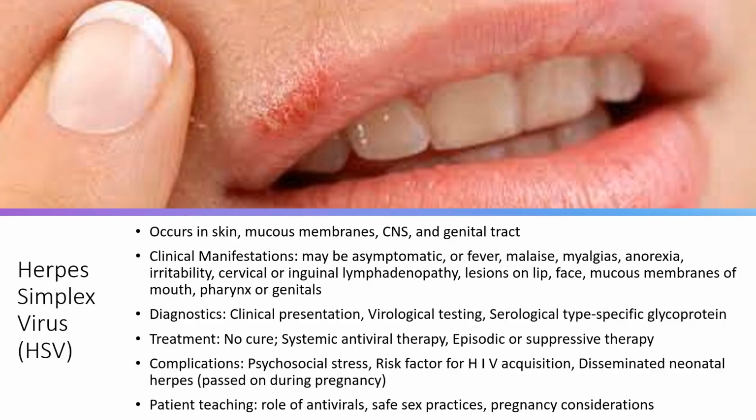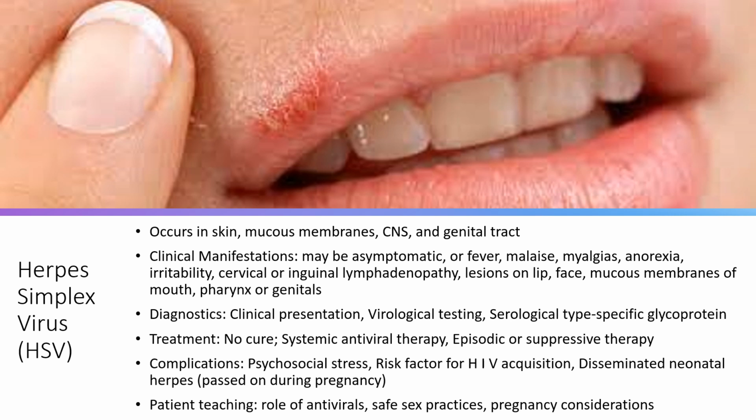HSV, herpes simplex virus. So it's on the skin, mucous membranes, central nervous system, genital tract are where this is seen. Often, this is somebody who just gets like a cold sore. There is a primary and a secondary infection for this. So your primary is going to be that first time the individual's infected.